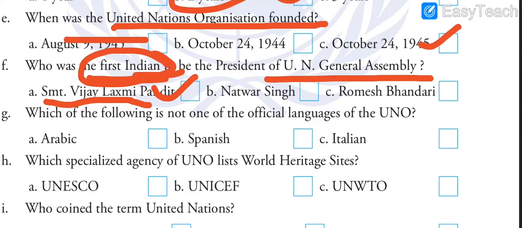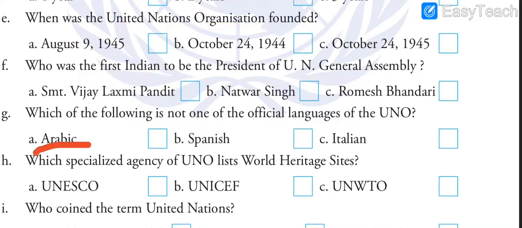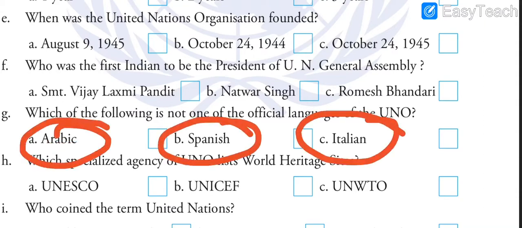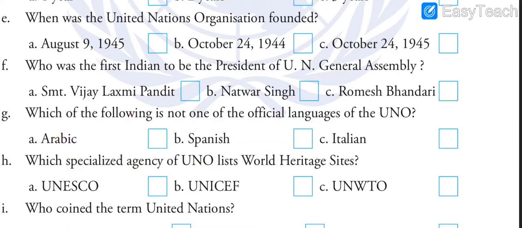Next we have is, which of the following is not? Remember, the word 'not': which is not one of the official languages of the UN? Out of the 3 languages written here, I'll just clear the screen. Out of the 3 languages written here, Arabic, Spanish and Italian, which one is not the official language? So that means 2 have already been written, that Spanish and Italian are the official languages, but Arabic is not the official language. So our answer will be Arabic. Arabic is not one of the official languages of the UN.